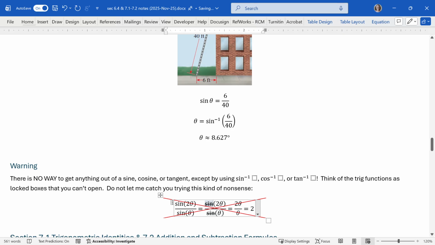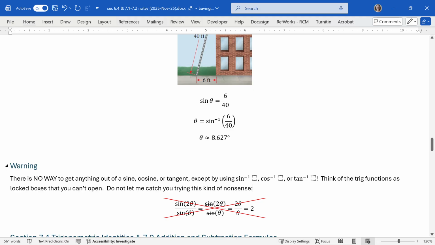Sine is not a variable that can be canceled out. If this was like x over x, then yeah, you can do it. But sine is not a variable. Sine is the name of a function. You cannot cancel names of functions. So please don't let me see this. I will be very, very sad. Okay. All right. So that concludes the 6.4 video, and next is the 7.1 video.